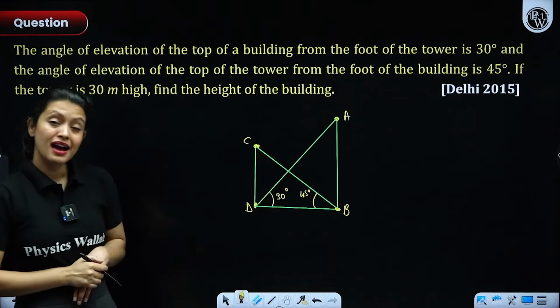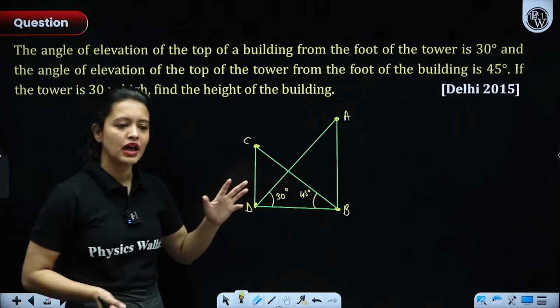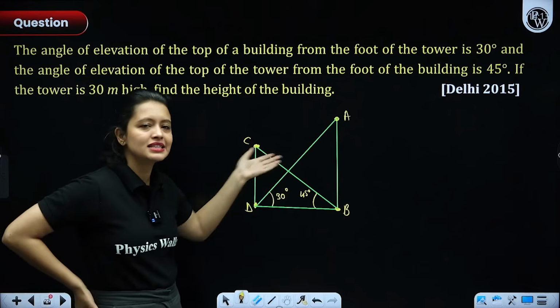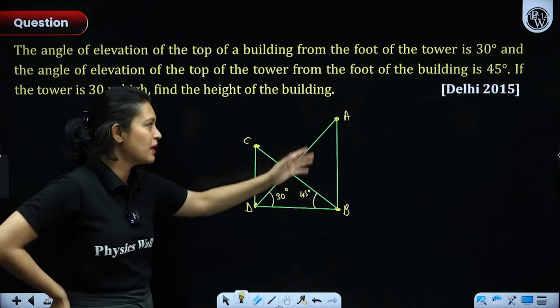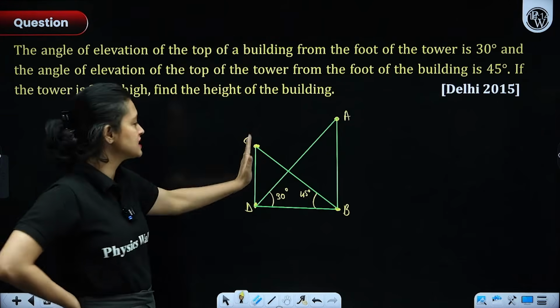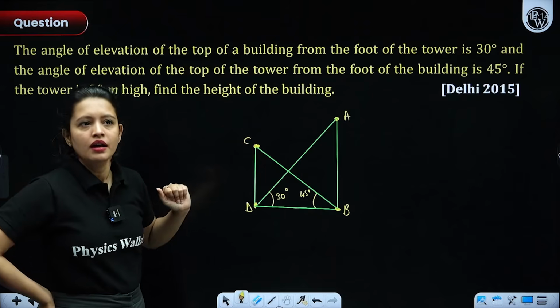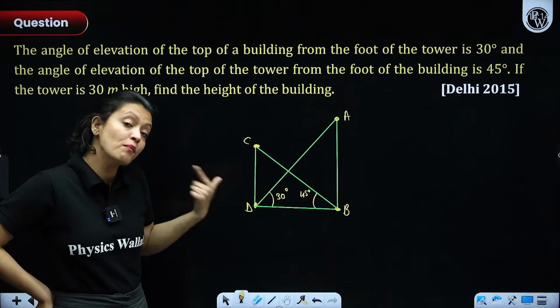Now, why am I asking you whether the diagram is correct or not? It is because of the angles. Because nowhere is it written that the building is larger than the tower or the tower is larger than the building. I automatically took the building to be of more height as compared to the tower. But can I do that? It's not given. But again, here common sense will be utilized.